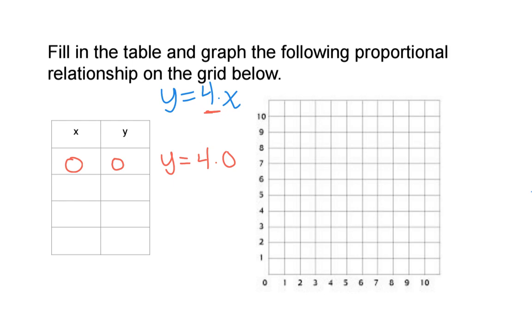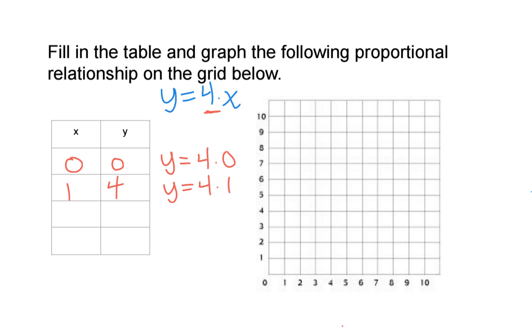So for the next x value, I'm going to choose 1. So I'm going to go y equals 4 times, and then I'm going to replace the x again, this time with the 1. 4 times 1 is 4. So my y value for that row is going to be 4. The ordered pair when I go to graph it will be 1, 4.